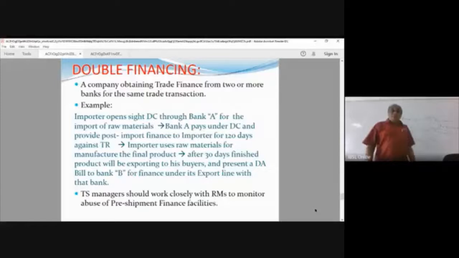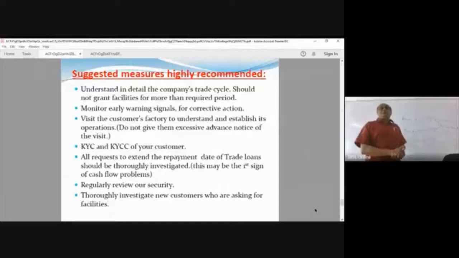Okay, adjusted measures highly recommended. Understand in detail the company's trade cycle. Should not grant facilities for more than the required period. Monitor early warning signals for corrective actions. Visit the customer's factory to understand and establish its operations.